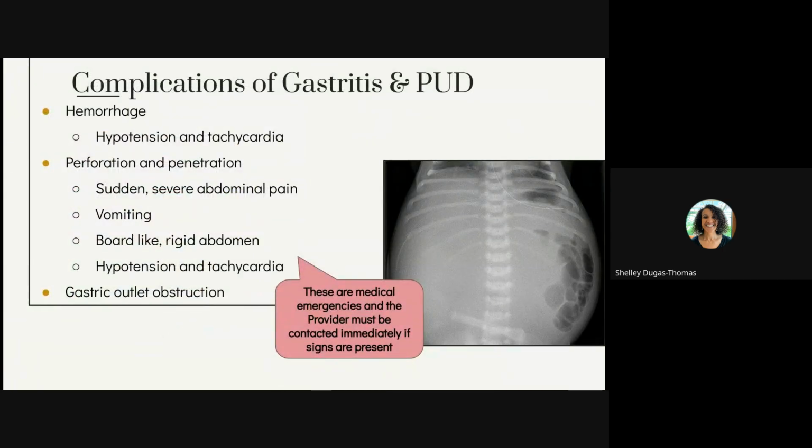So, some complications involve either bleeding, this requires rapid intervention to prevent shock, structural breakdown that could come through perforation or penetration requiring surgery. Metabolic consequences are fluid and electrolyte imbalances or malnutrition. And post surgical problems include dumping syndrome, leaks, infections. And often, especially if you have peritonitis or any type of internal hemorrhage, these are medical emergencies, and the provider must be contacted immediately if signs, especially of shock, are present.